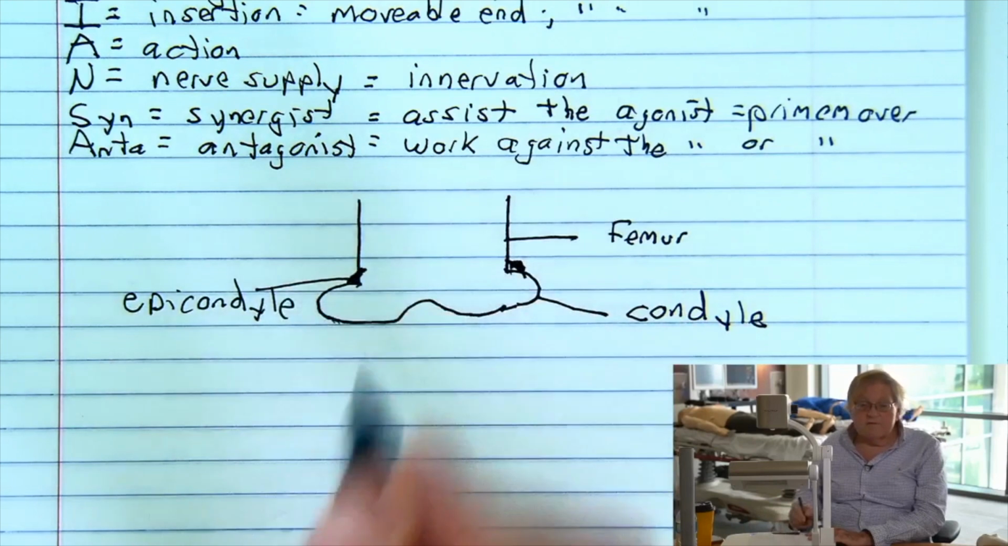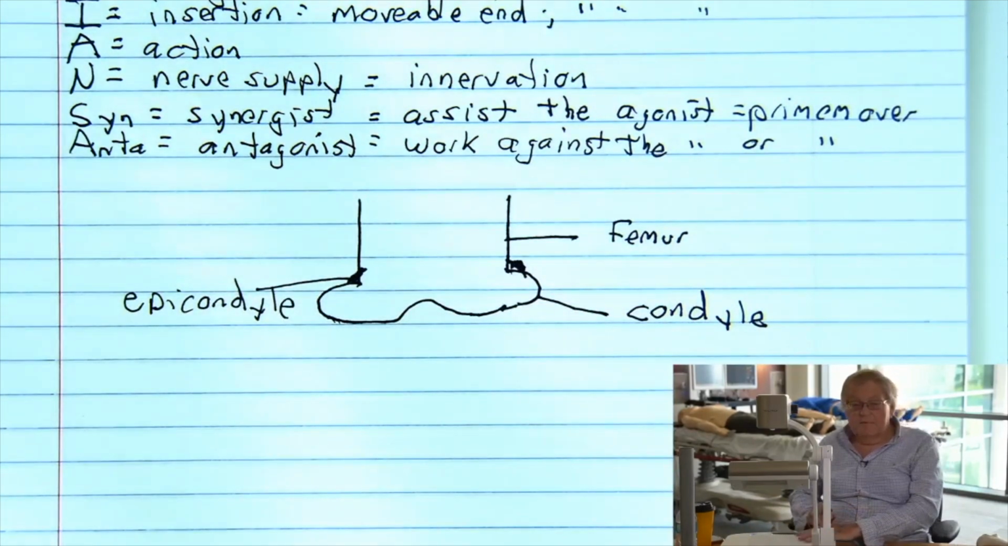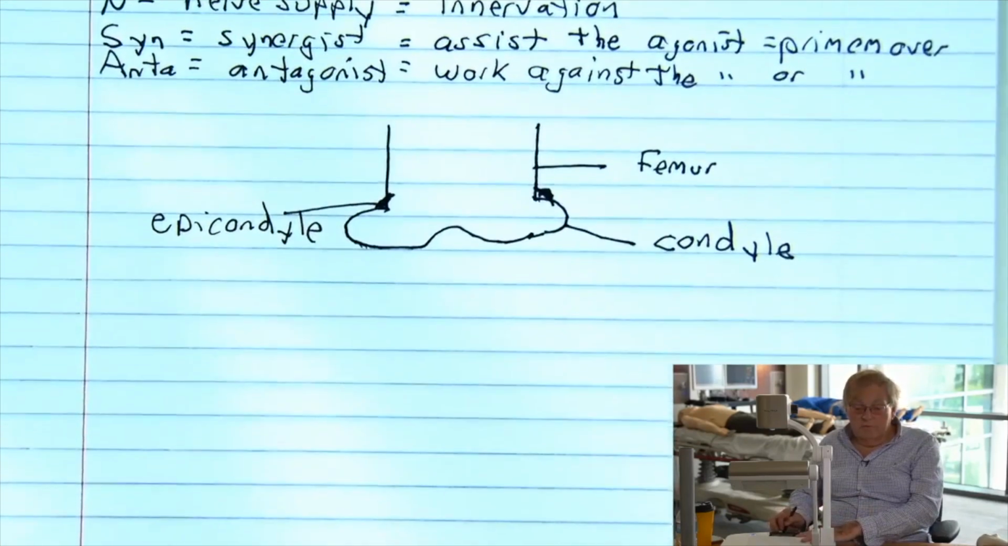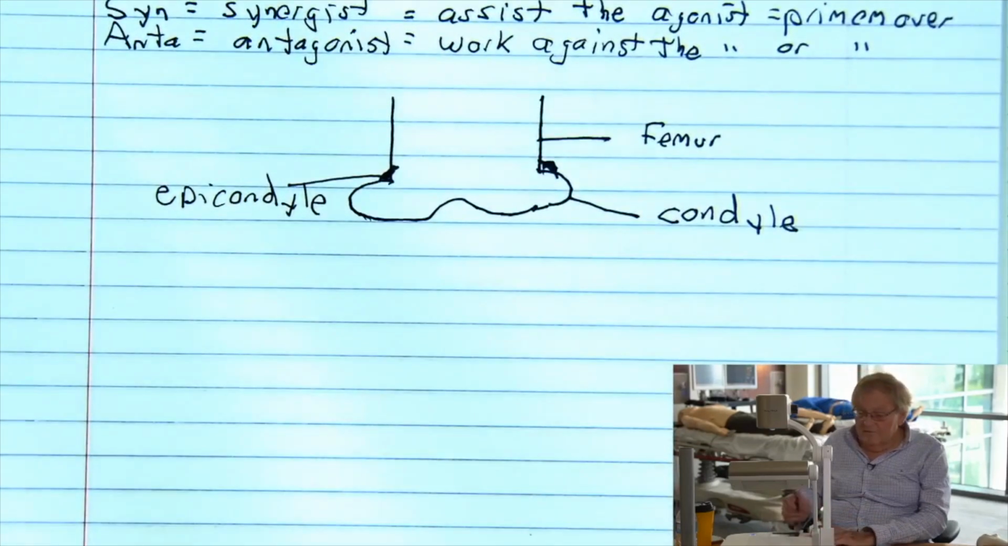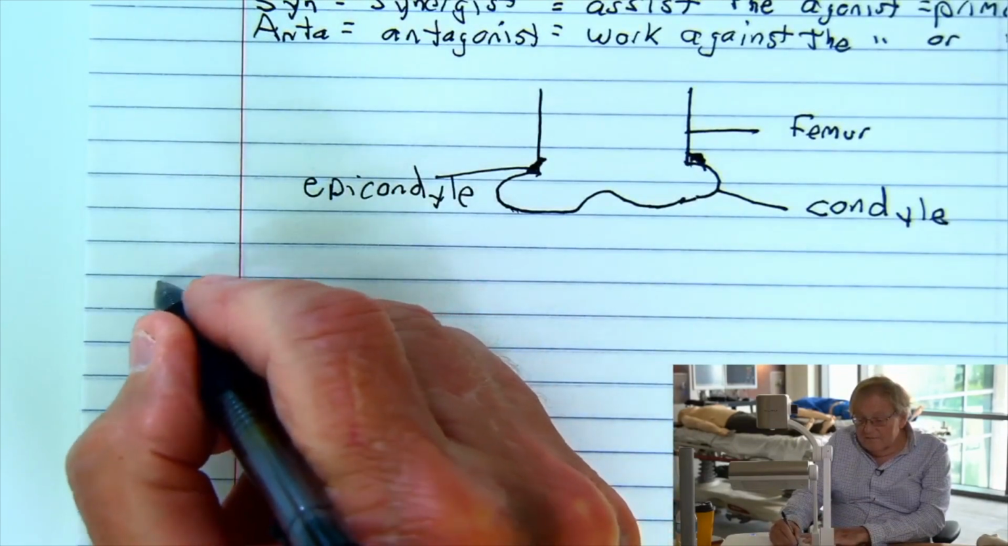Because remember, a muscle's got to attach to something, and in this example, it's attached to a pretty strong bone. And the muscle we're really going to take a look at right now is the muscle that I just showed you, called the gastrocnemius.